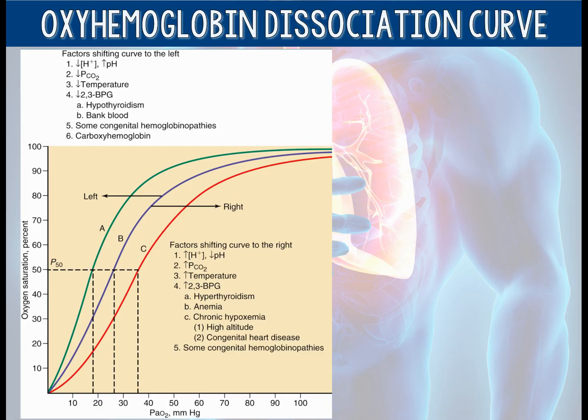The horizontal line, the numbers on the bottom, is the PaO2, or the partial pressure of oxygen measured in millimeters of mercury. Let's recall that PaO2 is the pressure of oxygen that is dissolved in the blood. We said in the previous slide that oxygen saturation should be from 95 to 100, and PaO2 should be at 80 to 100 millimeters of mercury. This is why this matters.